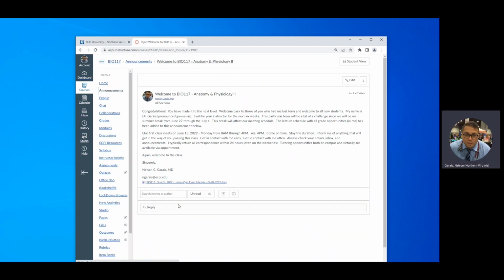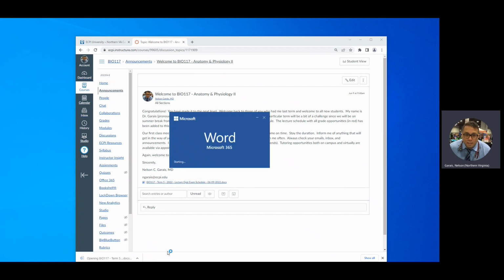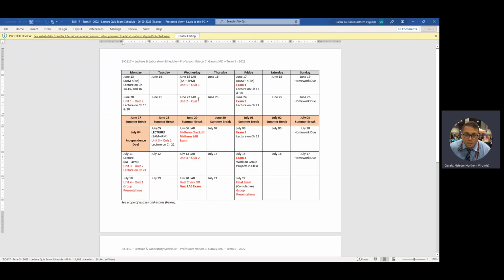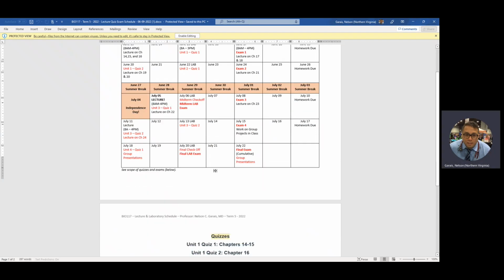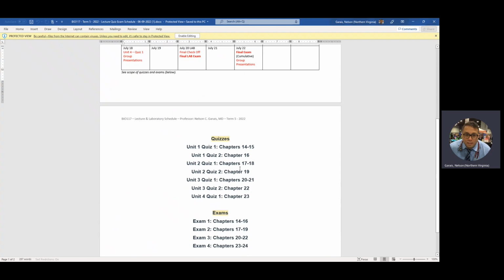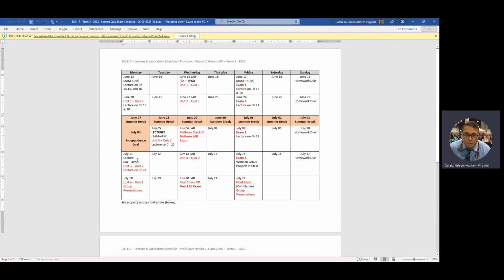BIO117. You click on that. There's a schedule right here on the bottom of it. You open it up. It's 17 through 18. And we look here, Unit 2, Quiz 1, Chapters 17 and 18. So after we finish up this chapter, after this short break, let's go through all the slides on 17 and 18, and let's make a question bank, and I'll make that bank available on announcements.